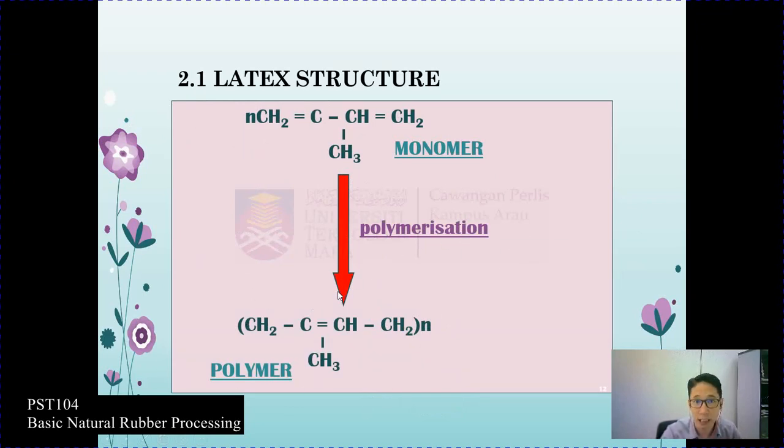I did mention earlier about the n in a bracket. n is the degree of polymerization. It depends on how many of your monomers link together.